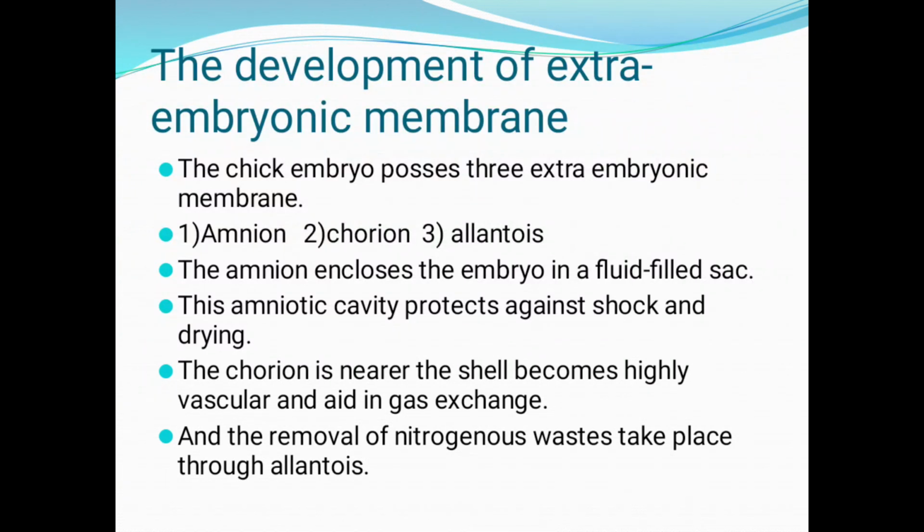The last topic is the development of extraembryonic membranes. The chick embryo possesses three extraembryonic membranes called amnion, chorion, and allantois. The amnion encloses the embryo in a fluid-filled sac. This amniotic cavity protects against shock and drying. The chorion is near the shell and becomes highly vascular and aids in gas exchange. And the removal of nitrogenous waste takes place through the allantois.